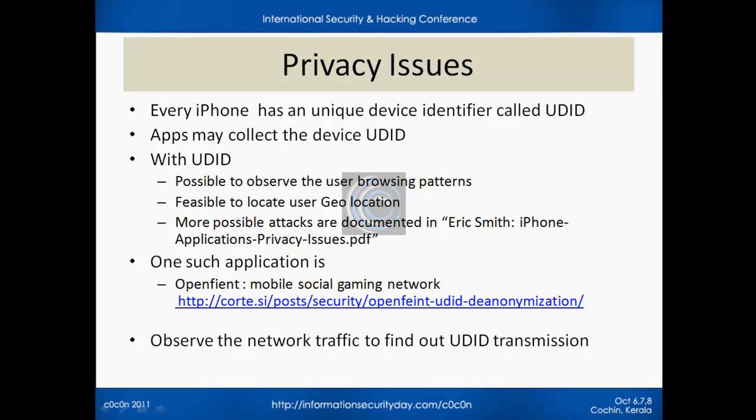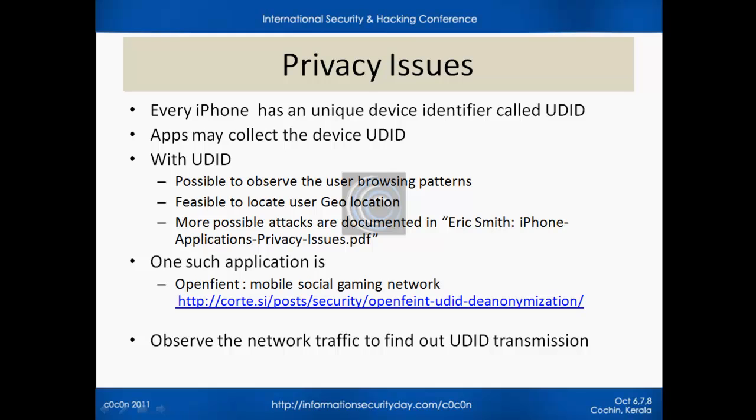This is really a big privacy concern, and more possible attacks are documented in Eric Smith's iPhone application privacy issues. One such application which collected lots of UDIDs and tracked the user's browsing patterns is OpenFeint. It is a mobile social gaming network for iPhone. They collected device identifiers and linked them to Facebook profiles and geolocations and made it available to the public without any authentication. So if someone knows your UDID, they can go to this OpenFeint URL, type the UDID and get your Facebook profile link and your geolocation.